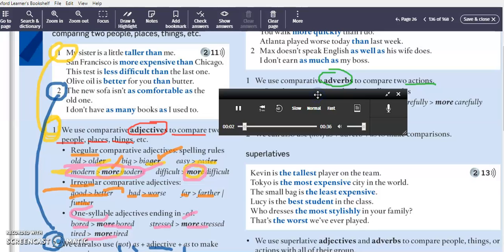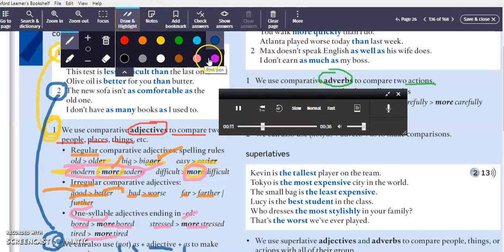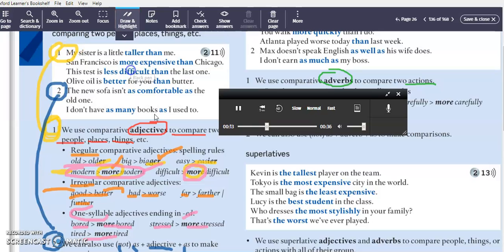2.11. 1. My sister is a little taller than me. San Francisco is more expensive than Chicago. This test is less difficult than the last one. Olive oil is better for you than butter. 2. The new sofa isn't as comfortable as the old one. I don't have as many books as I used to.